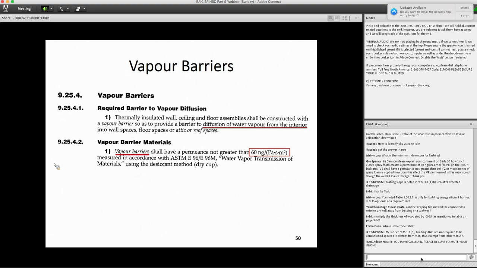So the vapor barrier has to be lower than 60. So put 60 and put lower than 60.